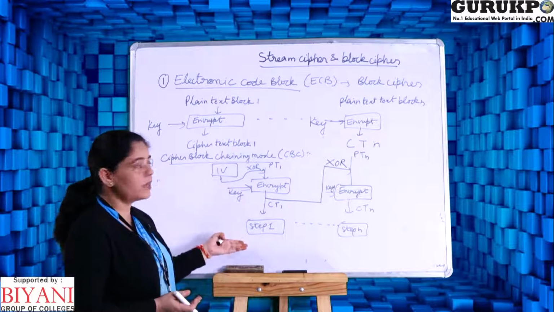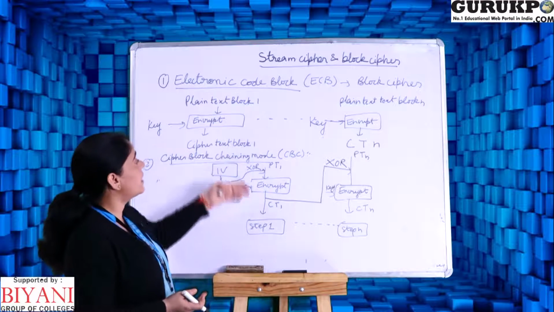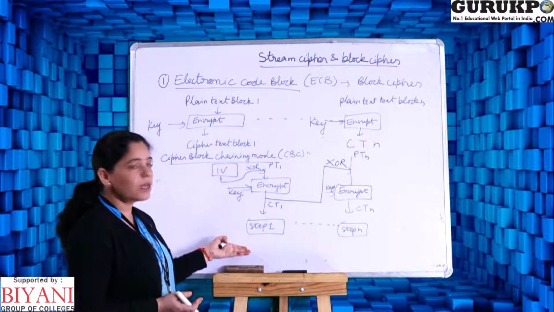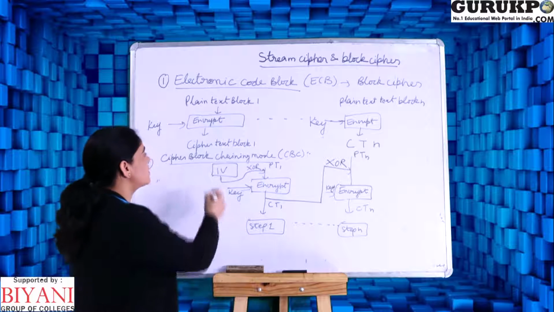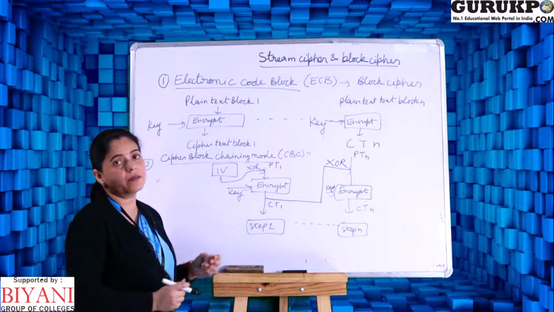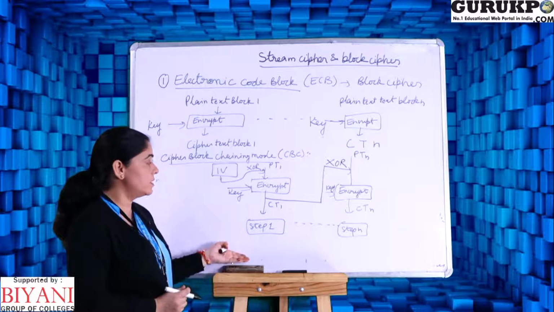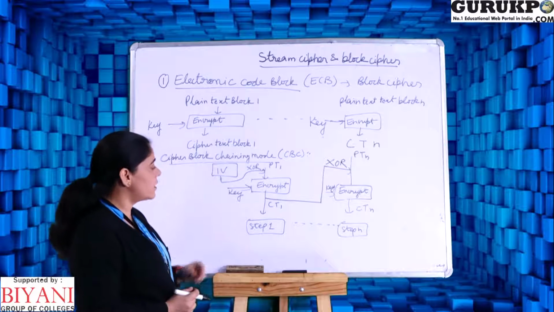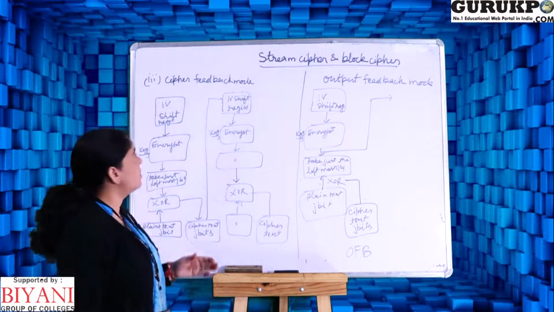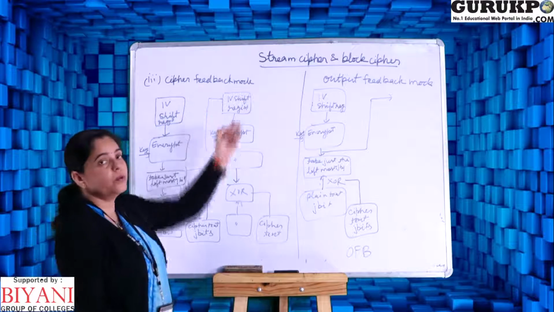So these are the advantages when we compare with the electronic code block. This is the longer step, but the security is more important. Nowadays the cipher block chaining mode is very frequently used in information hiding and protection schemes. Now we will consider the third algorithm mode, which is cipher feedback mode.